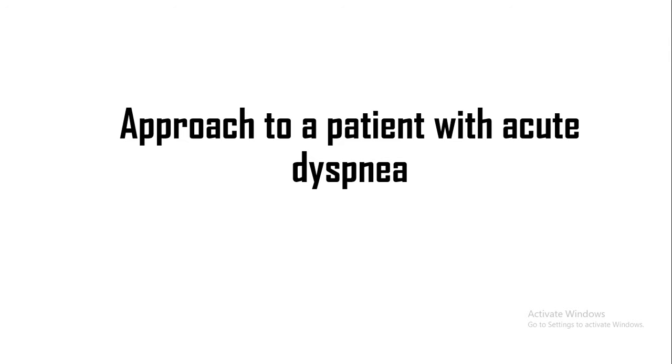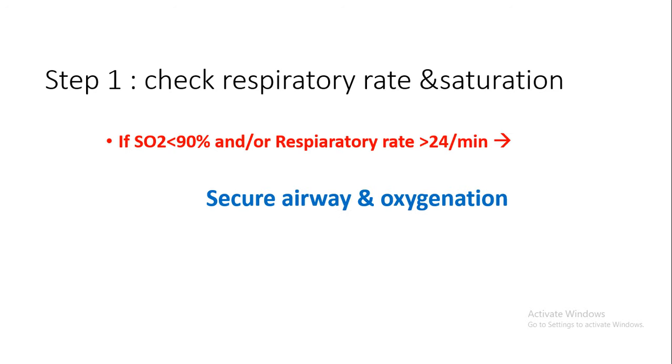Okay, then we come to the approach to a patient with acute dyspnea. If a patient presents with acute dyspnea, this may be an emergency condition, which we handle in the ABC approach. First of all, A, airway, and B, breathing. We have to check the patient's respiratory rate. If it is more than 24 per minute, or if the oxygen saturation of the patient is less than 90%, this is an emergency. The patient has to be admitted to the ER, okay, and maybe even admitted to the ICU or to the CCU.